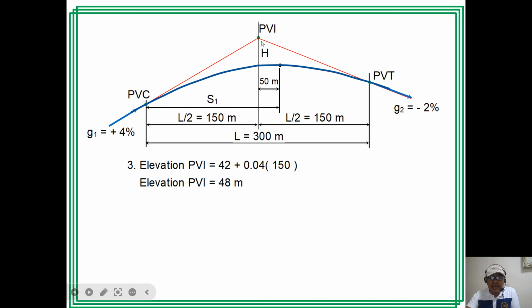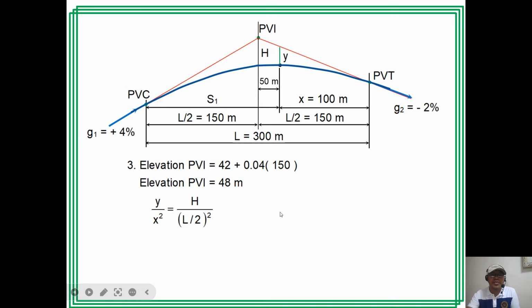Then, I can subtract this distance. Okay. By the way, this is S1, this is 200. So this is 100. So this is 50. So I can solve for the elevation of the highest point on the curve by subtracting the two distances. First, I will solve for y now.